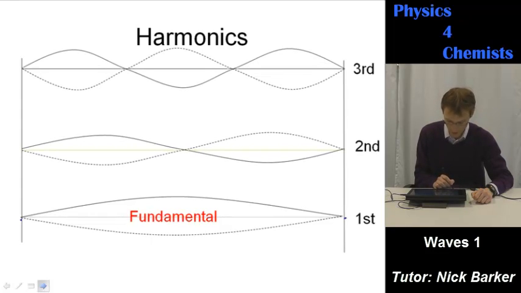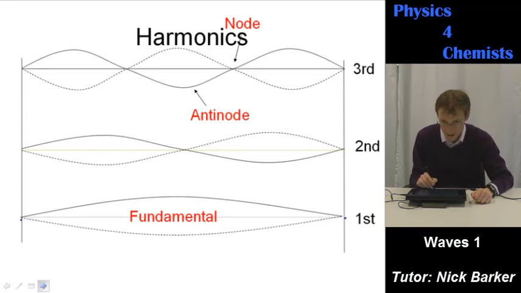And you need to be familiar with certain bits of terminology. So what you've got there is an antinode and a node. Antinode is where the amplitude is a maximum. This is hugely important in chemistry.